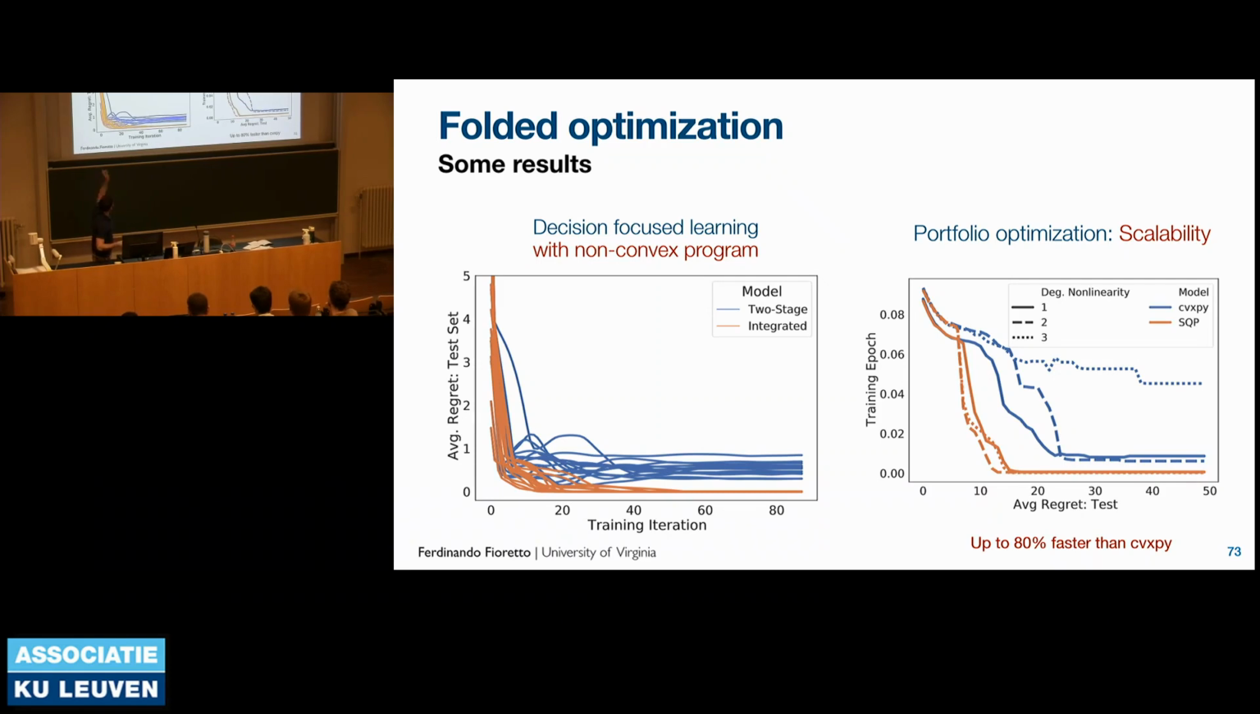And so this is just a simple decision-focused setting where we show that this unfolding mechanism, I think this was PGD, does its job, right? It trains better than the two-stage model. But also the other advantage is that now you basically can use external solvers.